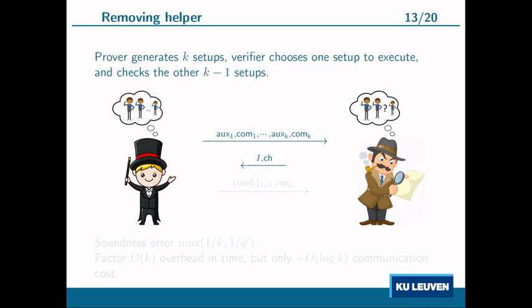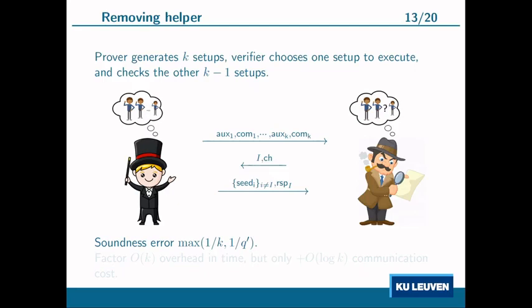Then the prover responds to this challenge, and he also sends a seed for the other executions for which they didn't finish the protocol. This allows the verifier to check if these k-1 setups were generated correctly. The soundness error of this protocol is the maximum of 1 over k and 1 over q prime.